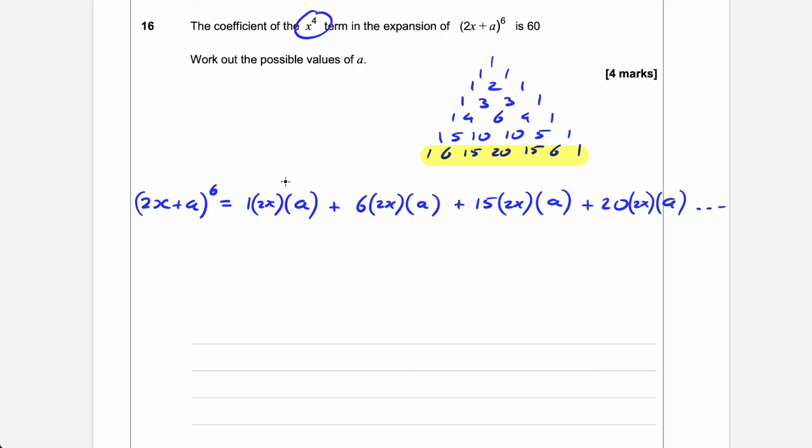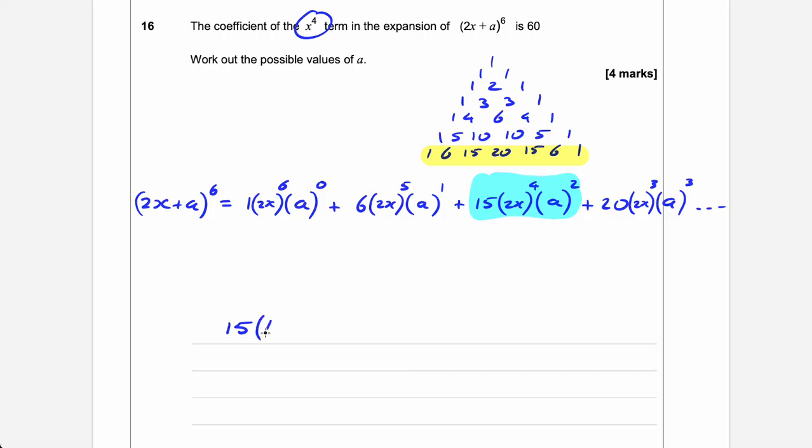These powers go down. It's 6, 5, 4, 3, 2, 1, 0, and these ones go up from 0, 1, 2, 3. Now it's dot, dot, dot. I'm going to stop there because I have got the term I want. It is this term here, because this is the one that has x to the power 4 in it. Now he says the coefficient of this equals 60. So when I expand this term out, I get 15. Hang on. This 15, be very careful guys, the 2 to the power of 4 is 16.